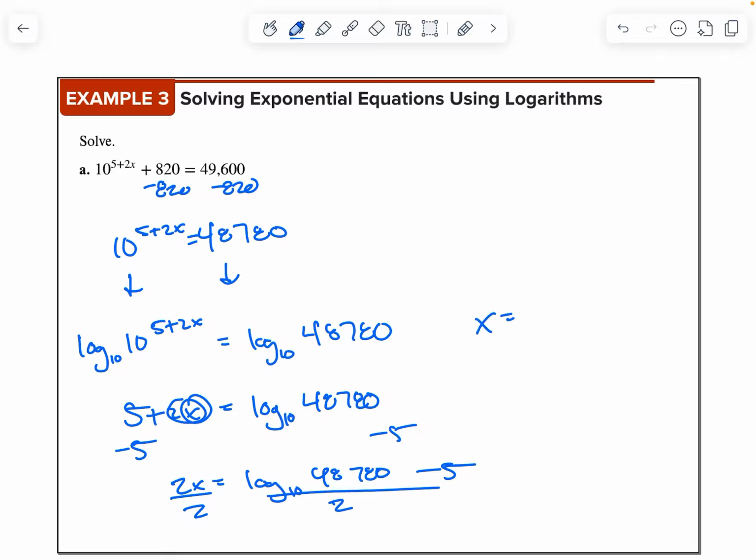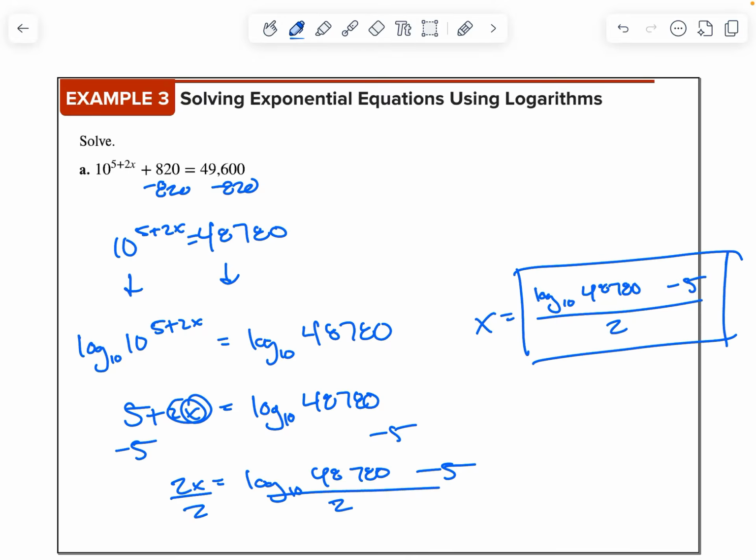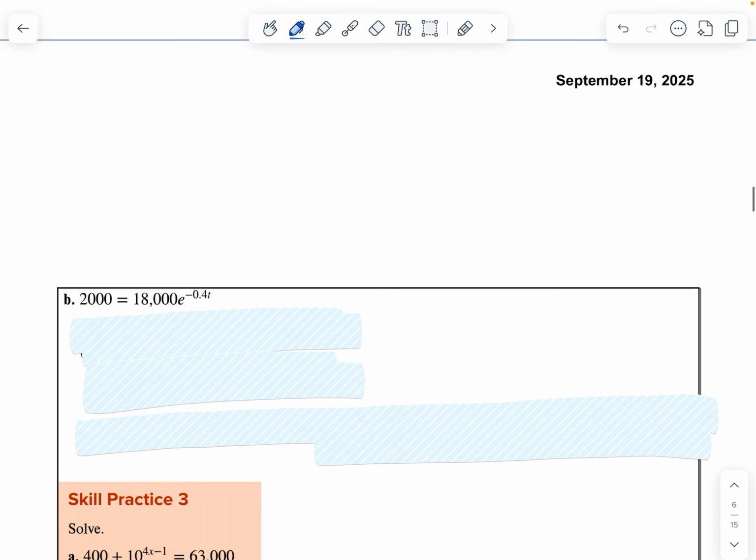And so x equals, I'm going to have this big expression over 2. Log base 10 of 48,780 minus 5. That is my final answer right there. It does not look nice, but that's it. Again, if we wanted to get an estimated value, we could type it in the calculator and get a decimal. That answer is going to be fine in Alex, and that answer is going to be fine in MyLab.